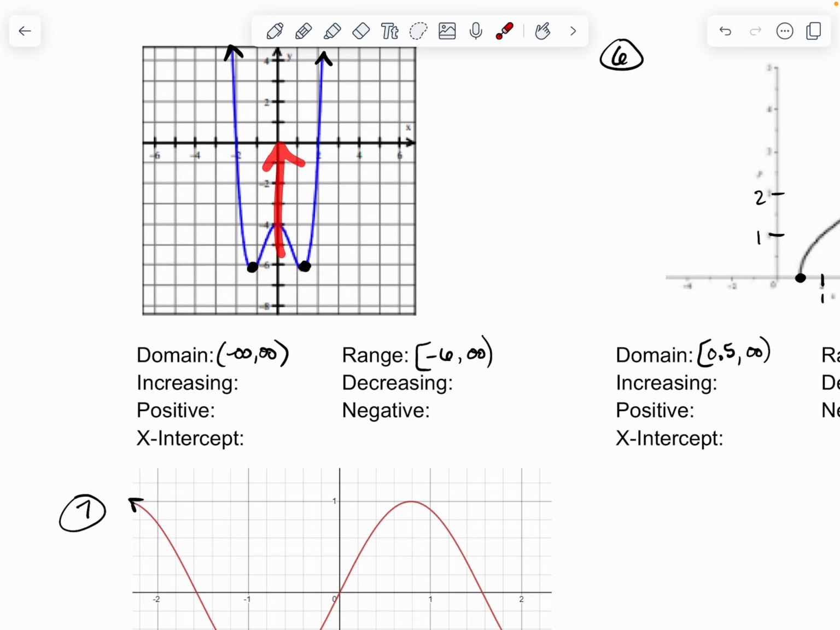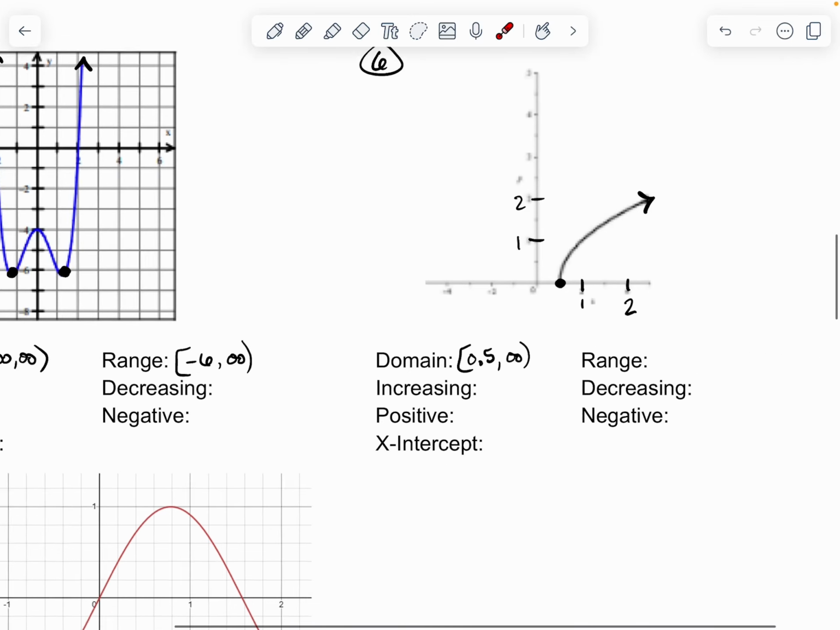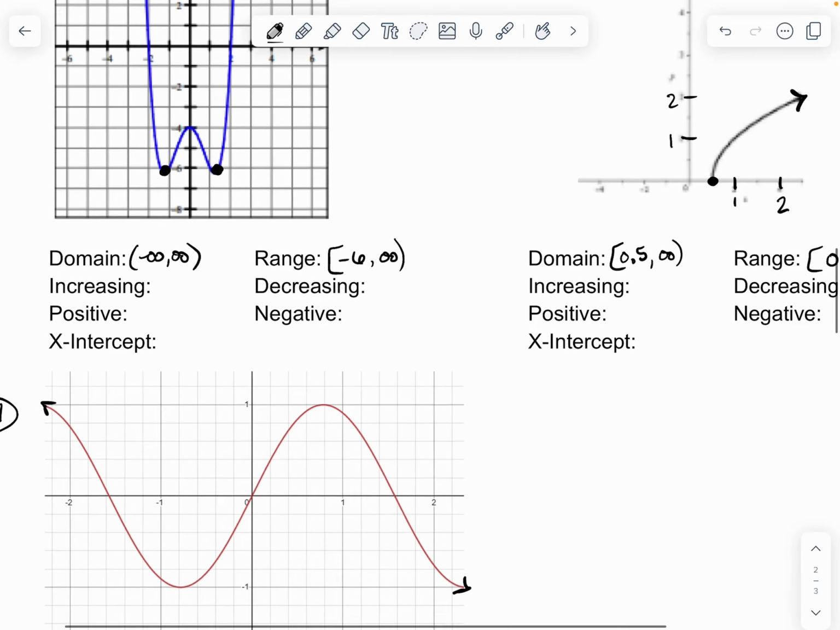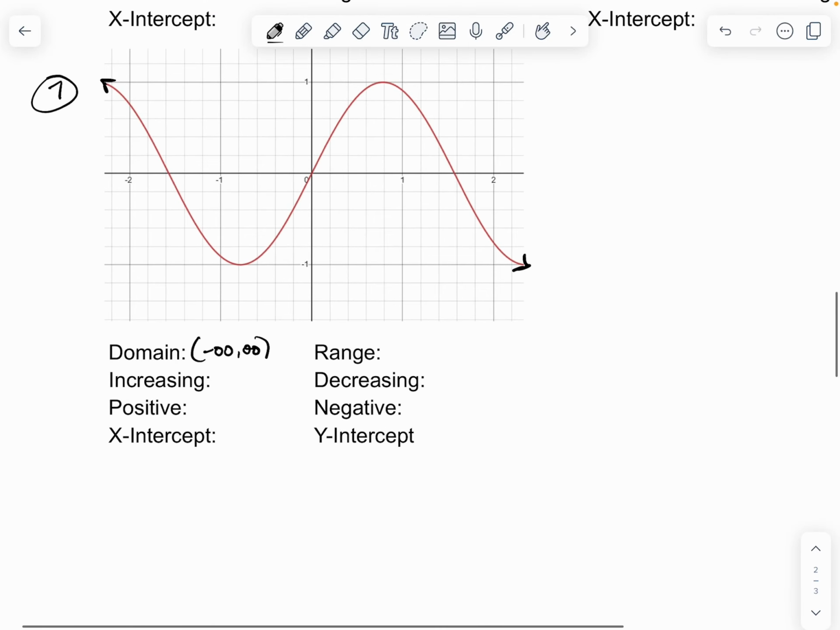Okay, so our range starts here at negative 6, and it goes up forever on the y-axis. So that's why it goes to infinity. Okay, number 6. What's the range? Again, we only care about y values. Starts at 0, and it goes up forever. So this is going to include 0 and go up forever to infinity. So number 6, range is 0 to infinity.